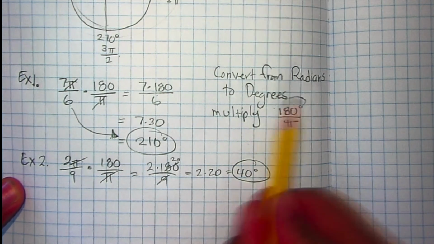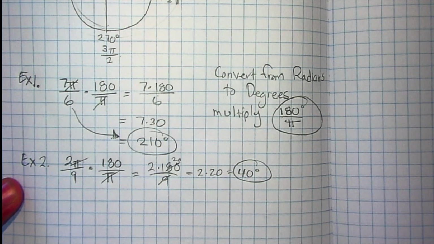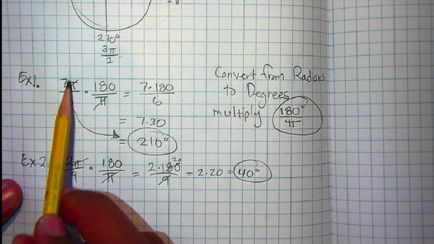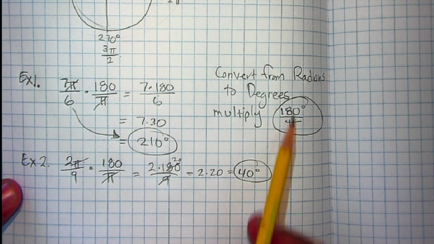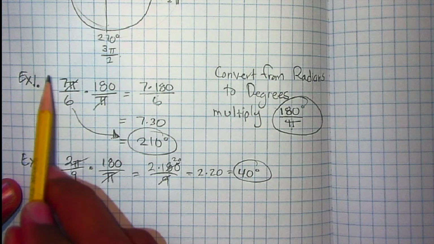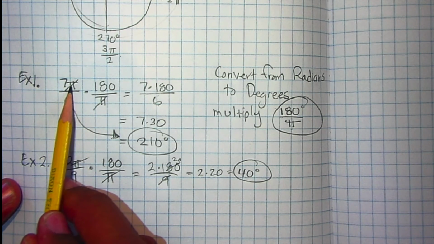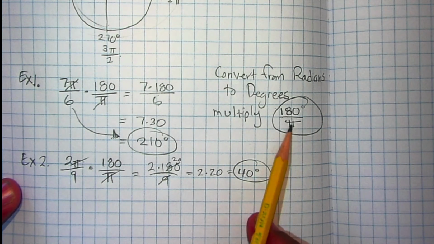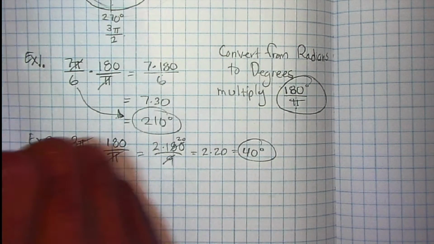Okay? All right, so that's how we go from radians to degrees. All you need to do is know this ratio, 180 over pi. And again, if you forget where the pi goes, on top or on the bottom, just remember that when I have radians, the pi is on top, so I want my pi to be on the bottom when I multiply.